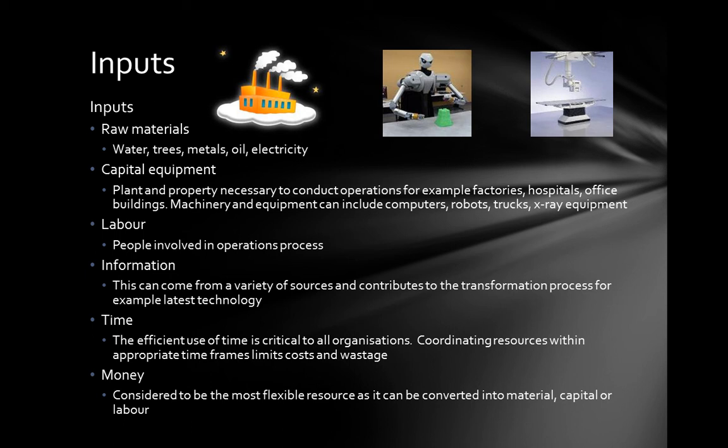Labour. This is the people involved in the operation process. Then there is information. This can come from a variety of sources and contributes to the transformation process, for example, information about the latest technology. Time. The efficient use of time is critical to all organisations. Coordinating resources within appropriate time frames limits costs and wastage. Money. This is considered to be the most flexible resource as it can be converted into material, capital, or labour.